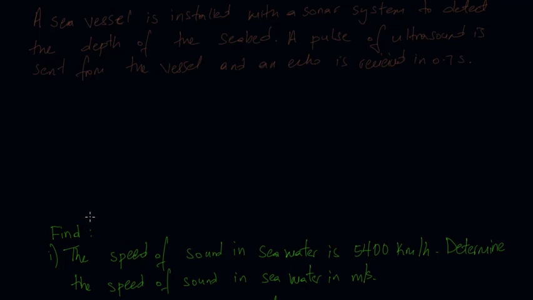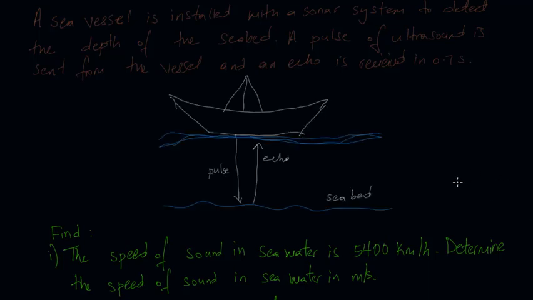But the first thing we will do is make a sketch of what the situation might look like. So in the interest of time, I went ahead and made a quick sketch of what this question is telling us about. So we have our vessel on the surface of the ocean. It sends out a pulse from its sonar system, and then the echo is received in 7 seconds.